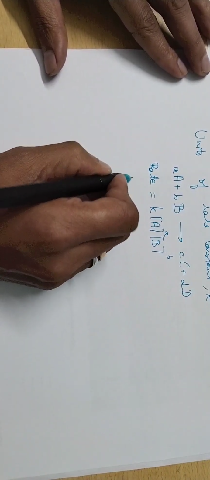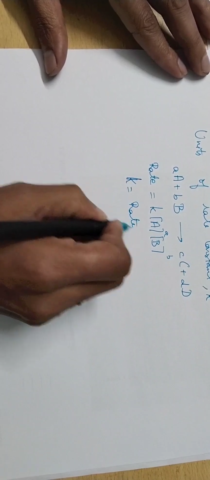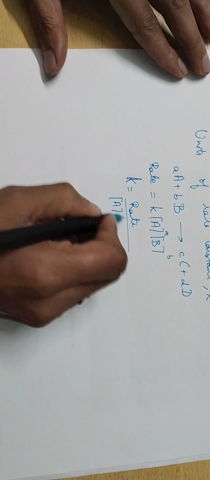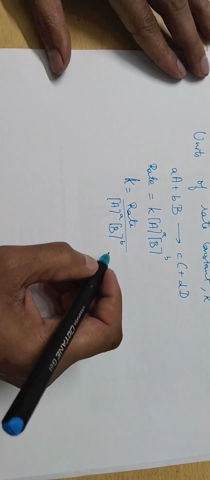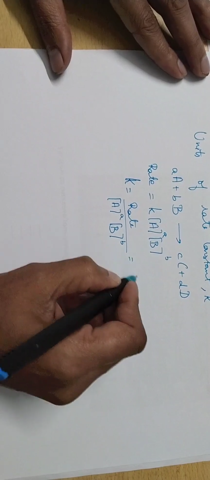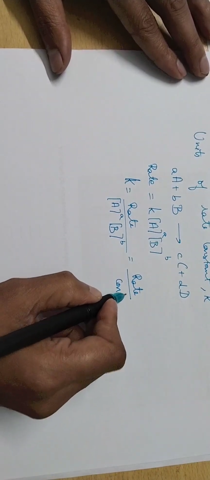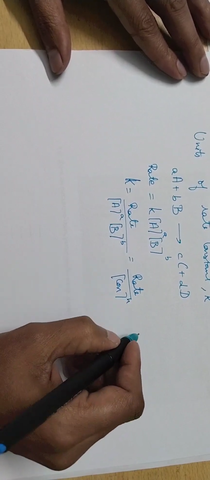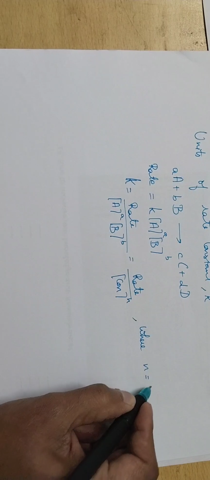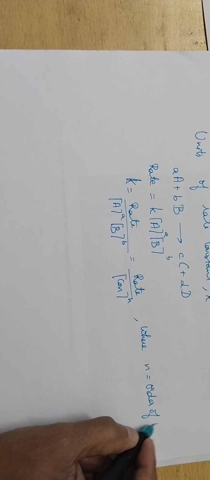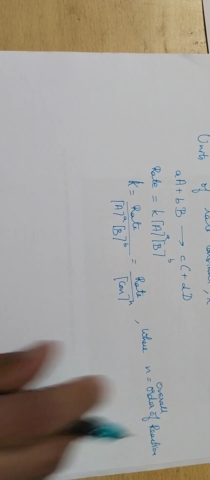Now if I want rate constant k, I just have to write k is equal to rate divided by [A] to the power of a and [B] to the power of b, which I can write in general as rate divided by concentration of reactants to the power n, where n is the order of reaction, the overall order of the reaction.